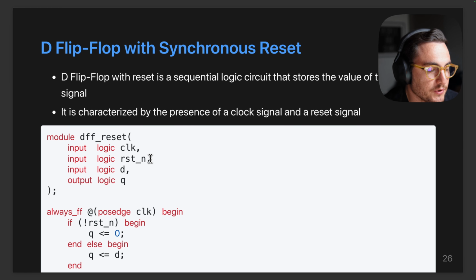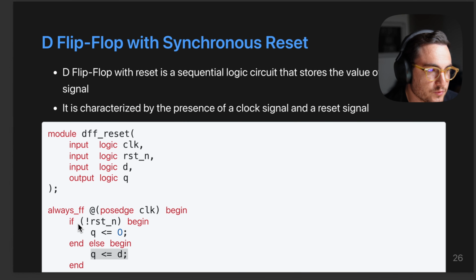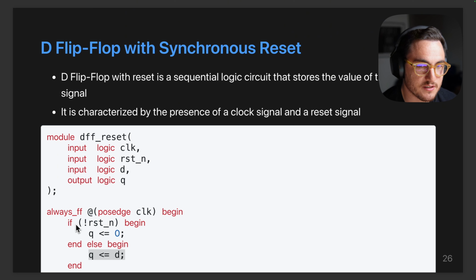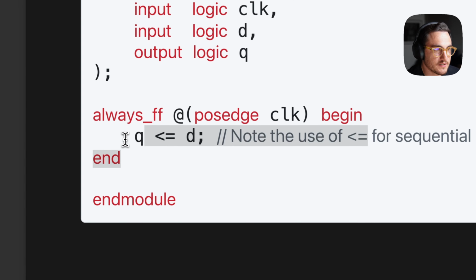Otherwise, we sample D at the rising edge of the clock cycle and transfer it to Q. This portion is the same as the previous one, but now we have this reset condition which brings the flop to a known state. Because in the previous case, we didn't know originally what is in Q.